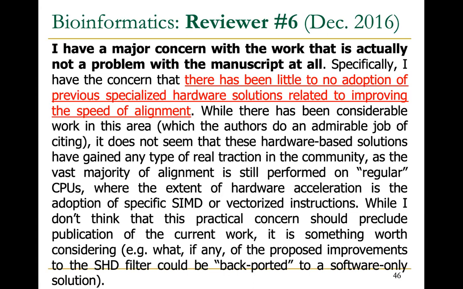There are other accelerations, such as sequence alignment, for example, which has been accelerated for 20 or 30 years using FPGAs. And mostly these hardware accelerators had not been used until that time, 2016, for improving the speed of alignment. So he said, while there has been considerable work in this area, it doesn't seem that these hardware-based solutions have gained any type of real traction in the community.